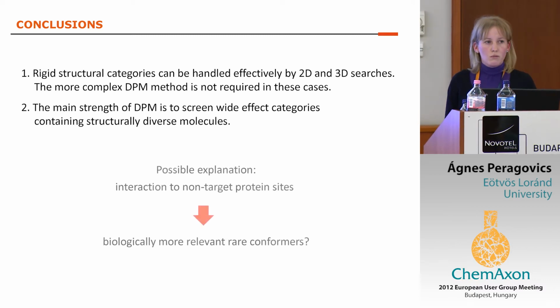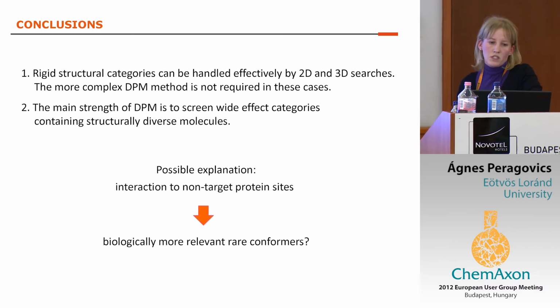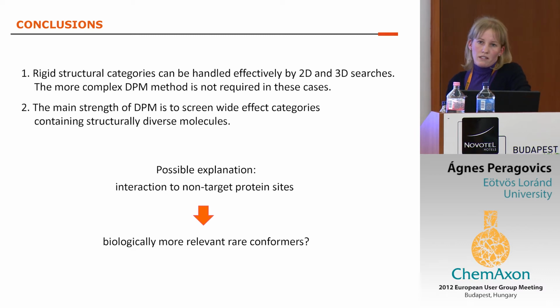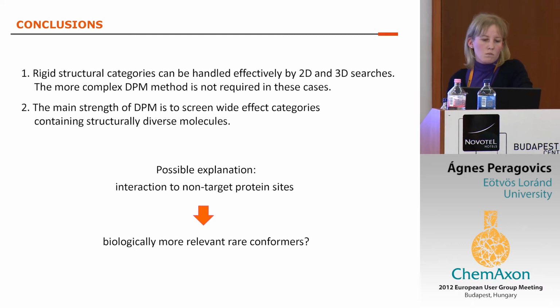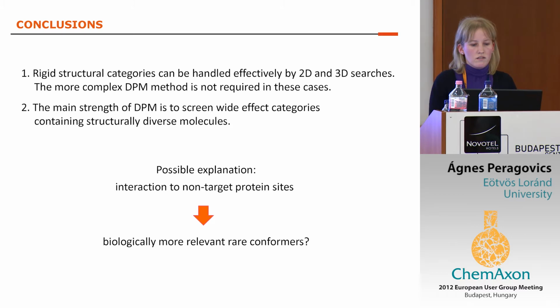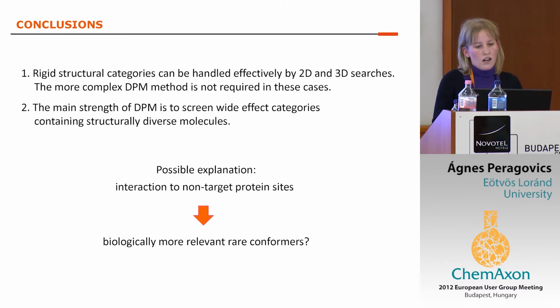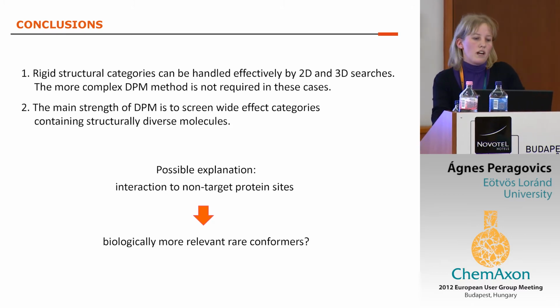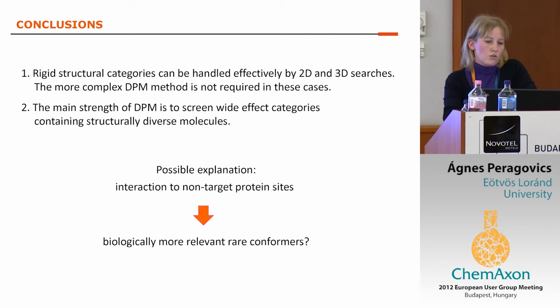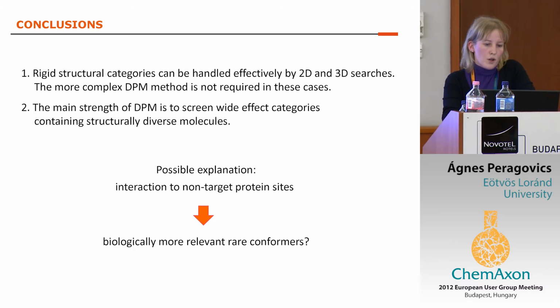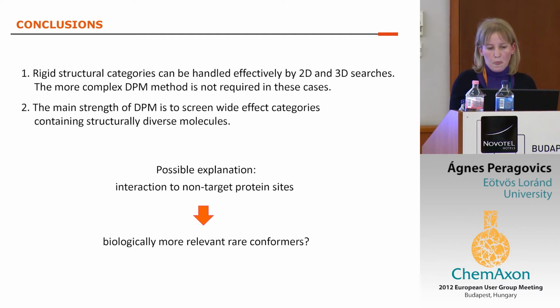And we have a possible explanation for this issue, but at this state, this is only a suggestion: because molecules are characterized via their interaction to non-target protein sites, we think that maybe biologically more relevant rare conformers can evolve in the binding pockets.